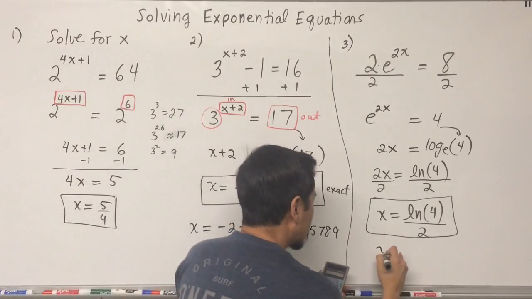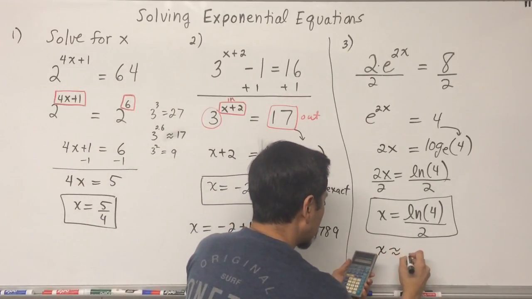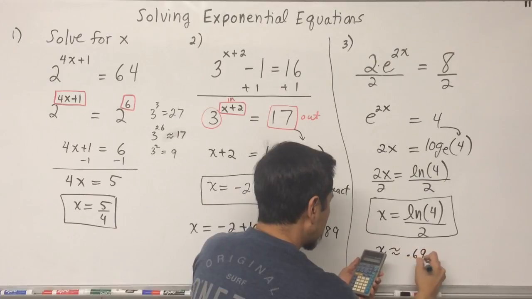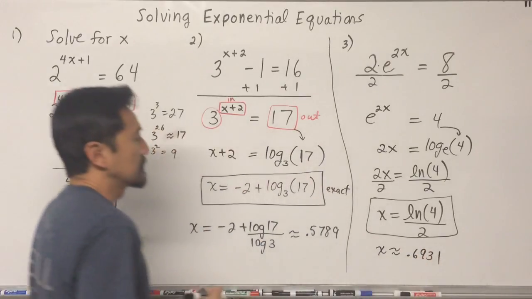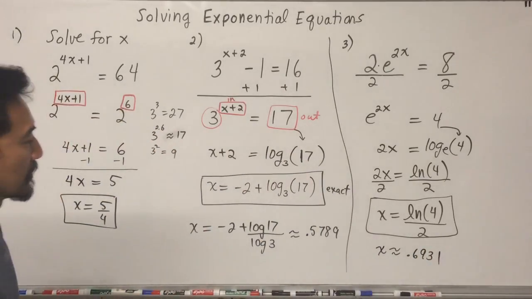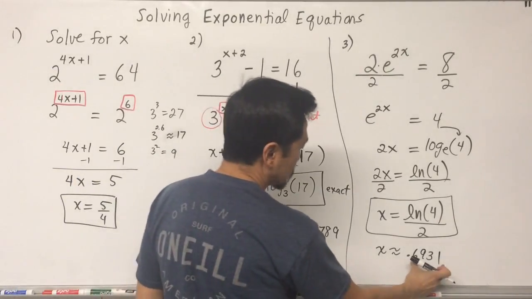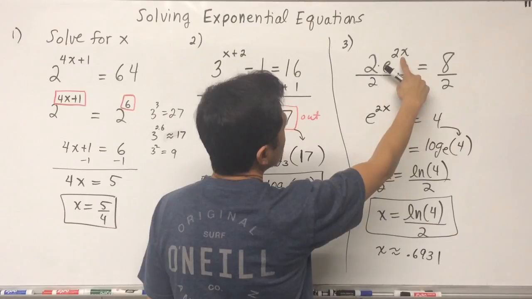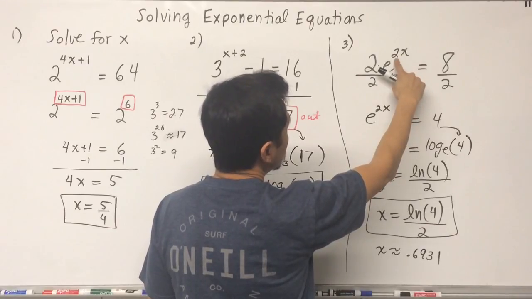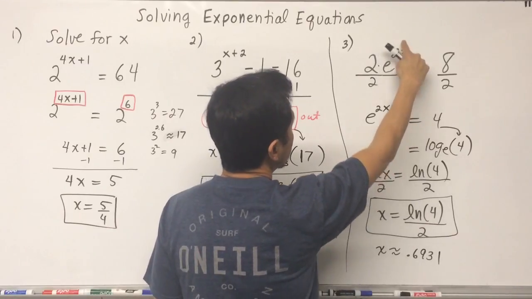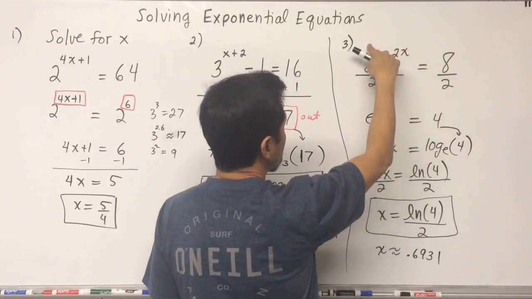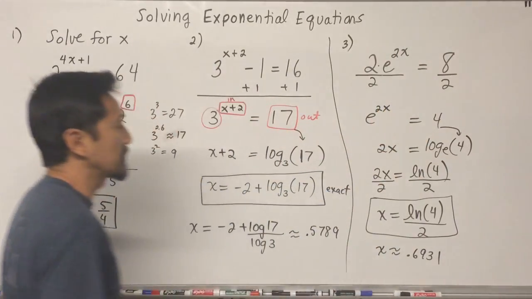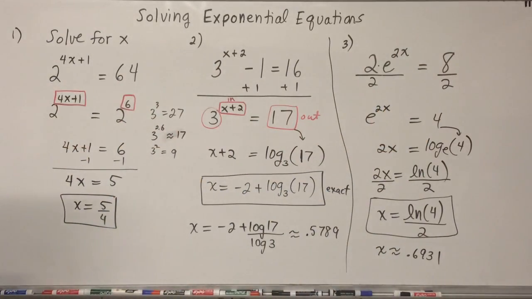And so x, as a decimal approximation, is roughly 0.6931. Okay? And so we can then check our answer by taking that decimal, plugging it in here for x, multiplying by 2, and then raising e to that power, multiplying by 2, and that should give us something close to 8. All right? Hope that helps.